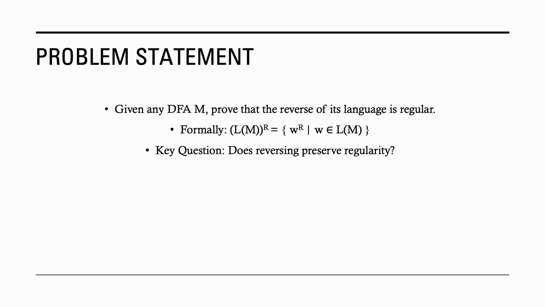So let's start by understanding exactly what we are trying to prove. We begin with any DFA M, and this accepts some regular language. For every string this DFA accepts, we want to take its reverse. So for example, if our DFA accepts 10110, we want 01101. We need to prove that this new set of reversed strings is also a regular language.